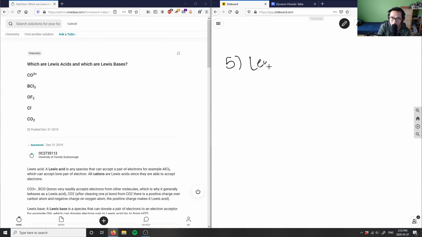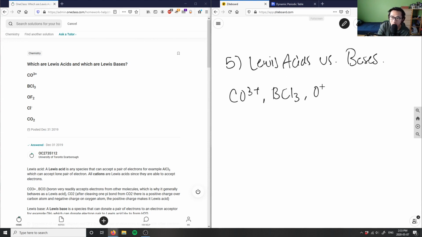So Lewis acids, sorry. Acids versus bases. So again, I have five compounds here: CO3+, BCl3, OF2, Cl-, and CO2. So it's asking what are Lewis acids and what are Lewis bases and which one are they, right?